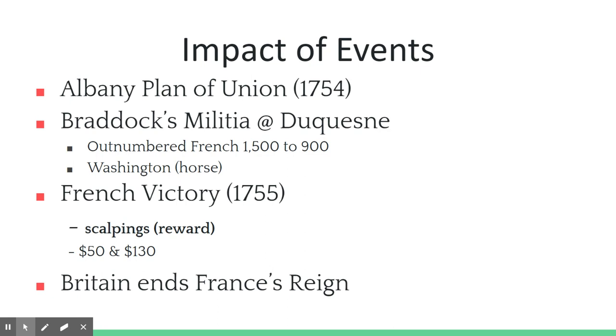The whole idea was that it was going to protect the colonies from the French. It's kind of our first intercolonial government. The Albany Plan of Union was a system of recruiting troops, collecting taxes, and colonial defense. It really is going to set the precedent for the Continental Congress in 20 years.